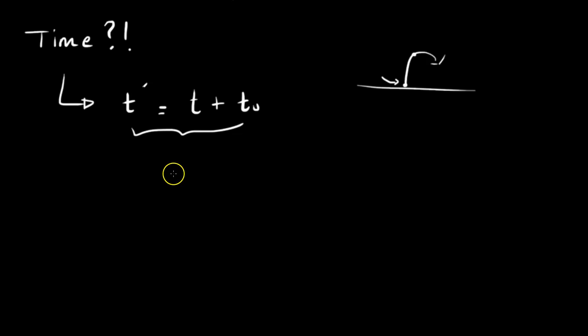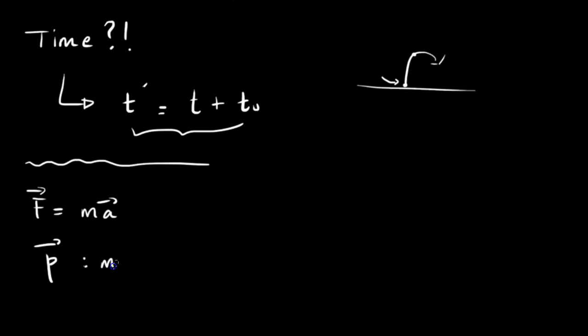Okay, so one last thing I wanted to talk to you guys about is a little more on Newton's second law before we wrap this video up. So again, Newton's second law is F equals ma, obviously. But I'm going to introduce this new term. It's called P, and P is the momentum. Momentum of the system. And it's defined to be like this.